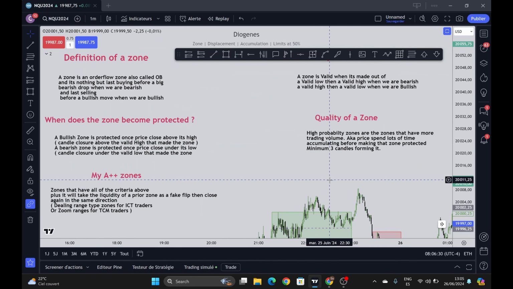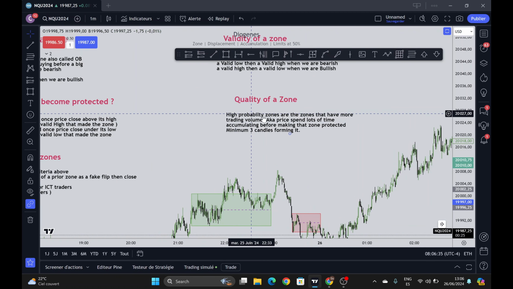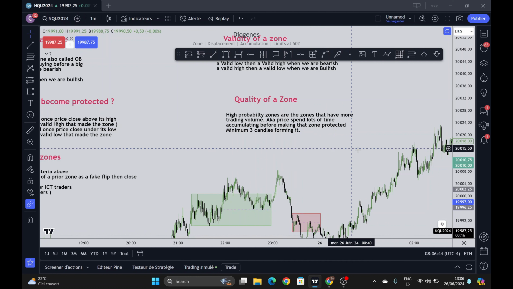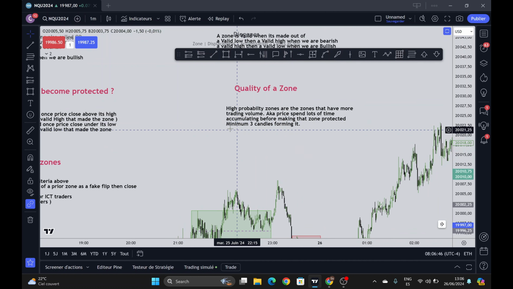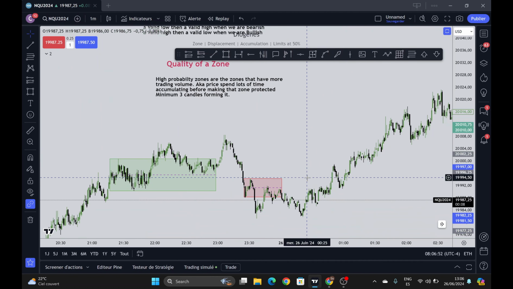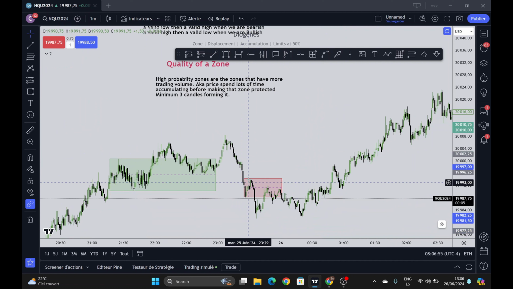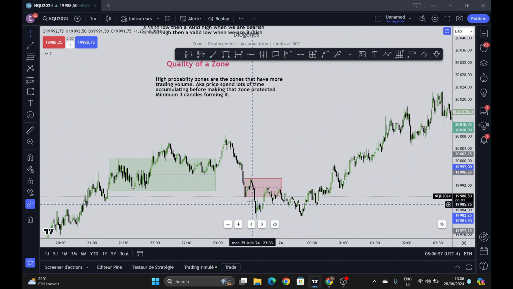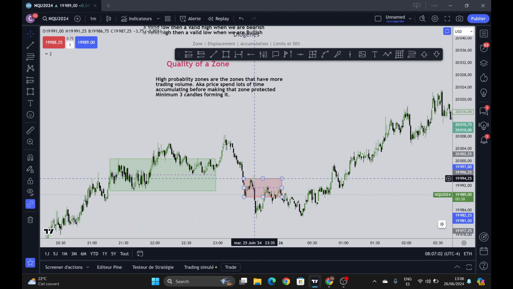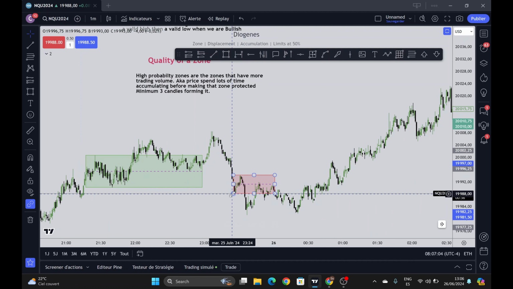Okay, number 4, quality of a zone. The high probability zones are the zones that have more trading volume, aka price spends lots of time accumulating before making that zone protected. And I will add that I need a minimum of 3 candles forming the zone. I'm talking about this up move before the down move in a bearish zone. So I need at least 3 candles forming this swing up, right? And I demand lots of candles forming the zone.